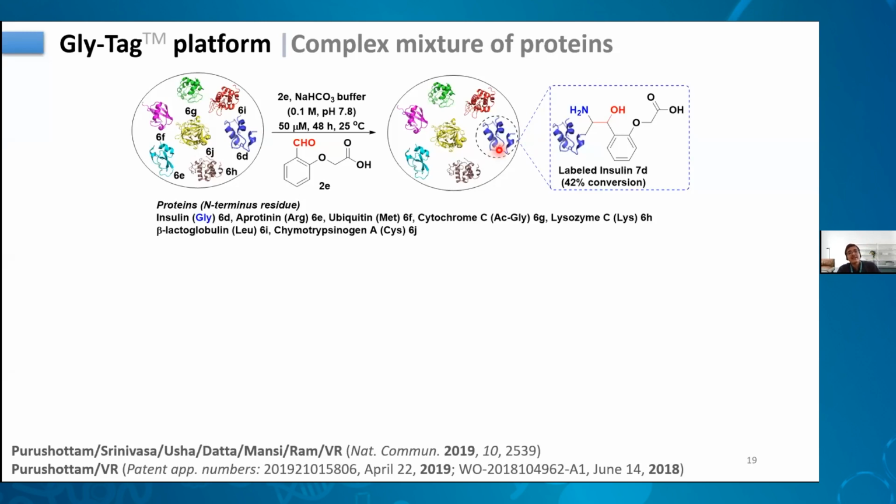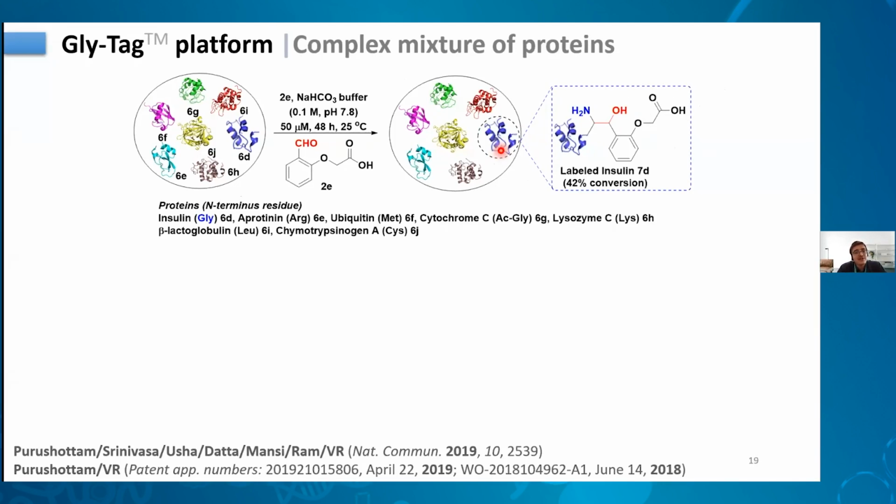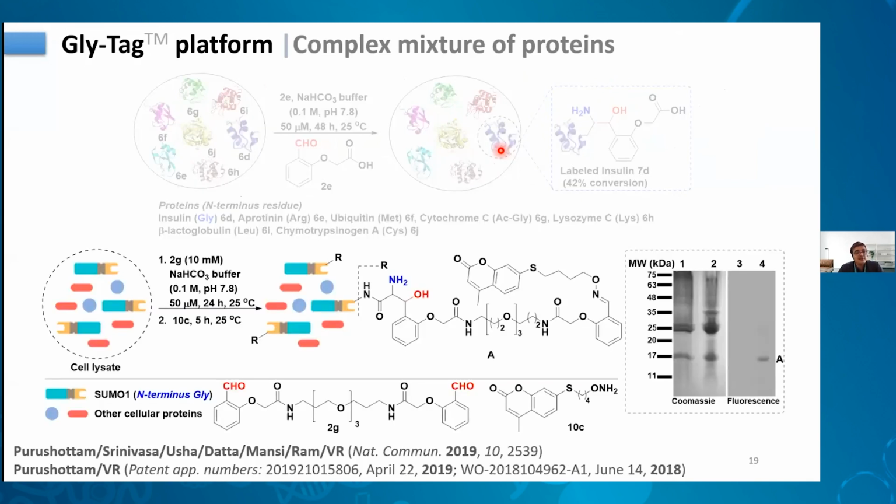So we were all set to see if we can translate this forward to a complex mixture of proteins coming from cell lysate. And that's exactly what we did. We took cell lysate where we expressed a recombinant protein, which is SUMO in this particular example. And upon treating it with the Gly-tag reagent, we were able to tag it with very high specificity and install the probe of our interest in this particular sequence of reactions.